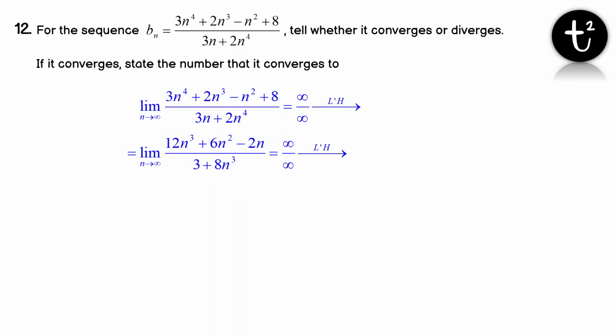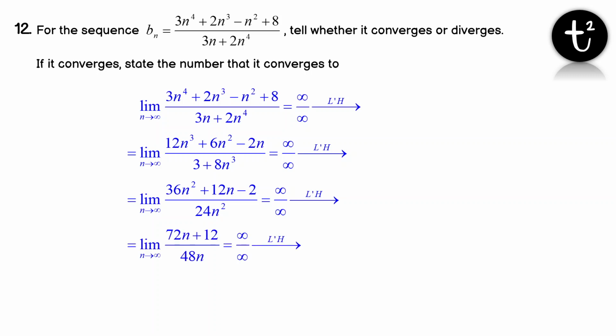This will be equal to the limit as n goes to infinity of 12n cubed plus 6n squared minus 2n over 3 plus 8n cubed. Again, we get infinity over infinity, which means we'll use L'Hopital's rule once more. So we have the limit as n goes to infinity of 36n squared plus 12n minus 2 over 24n squared. Again, we have an infinity over infinity form, so once more, we will use L'Hopital's rule. And so we finally end up with the limit as n goes to infinity of 72n plus 12 over 48n.